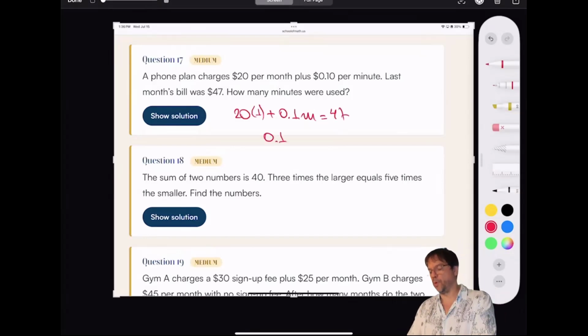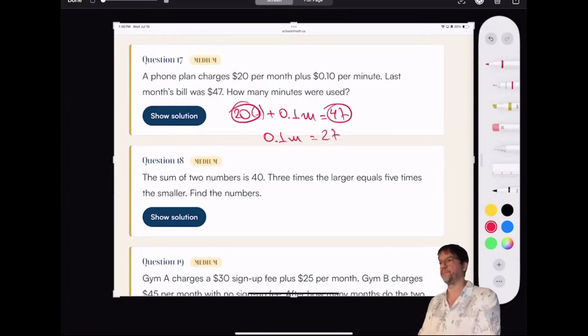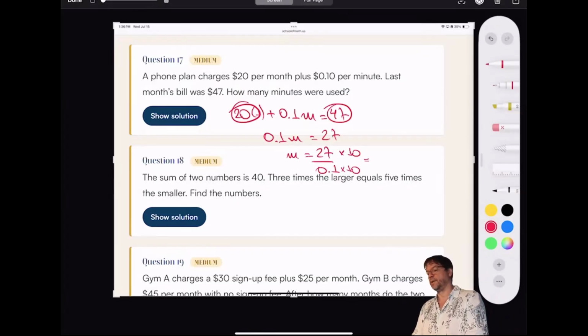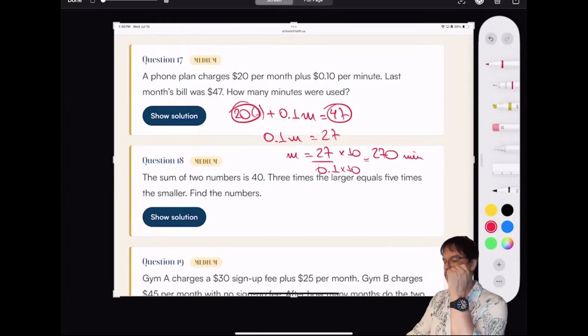Okay. 0.1m is equal to 47 minus 20, that is 27. Do you agree? Yes. Now, I will divide 27 by 0.1. Instead of doing this, I will do something easier. Okay? I will multiply the numerator by 10 and the denominator by 10 to not change the ratio. 27 times 10, 270. 0.1 times 10 is 1. So it's 270 minutes. Is that okay? Yeah.